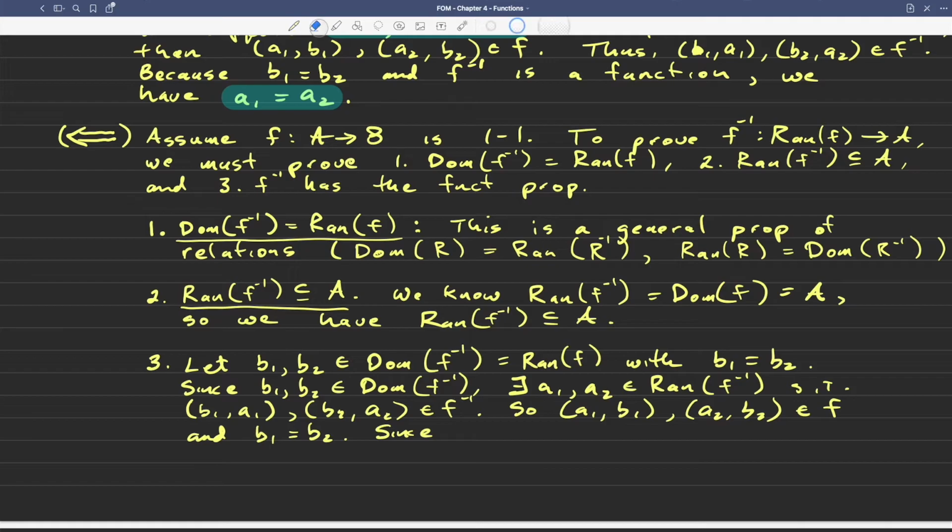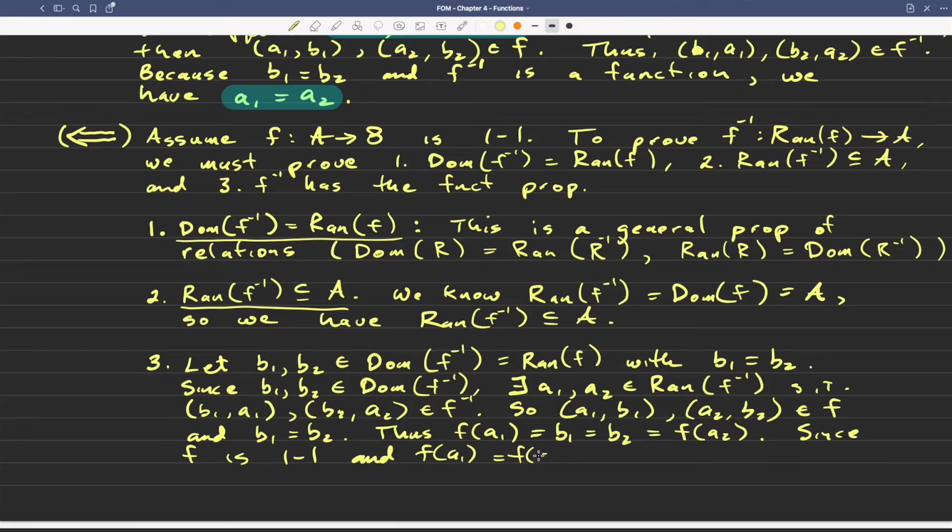So since we could put this in function notation to make it a little clearer, we could say that f of A1 equals B1 equals B2 equals f of A2. And then since f is 1 to 1, and you have those equal outputs, f of A1 equals f of A2, we have A1 equals A2. And that's exactly what we wanted, because what's another name for A1 and A2? A1 and A2 were the second components of those ordered pairs, where B1 and B2 were the first components.